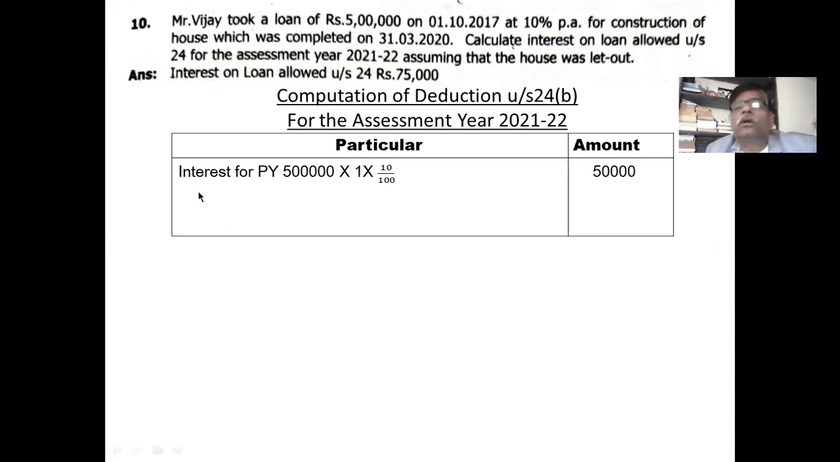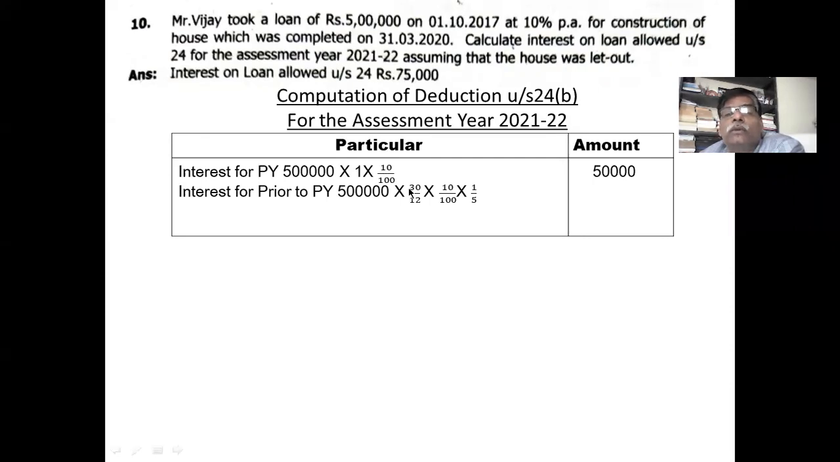Construction period interest is called prior to previous year. Interest for prior to previous year: 5 lakh is the loan, into 30/12. 30/12 means 30 months is the construction period, prior to previous year. If you want to count those days, you see here.